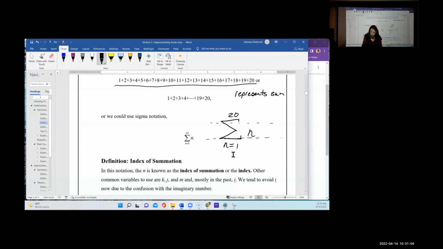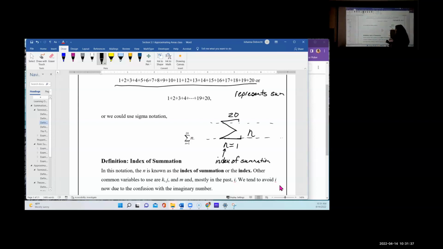Now, let's talk about notation. What is the index of summation? The index of summation is this variable right here. It's known as a dummy variable because it only shows up in the middle where you're doing the summation, and then it disappears by the end. So that would be the index of summation, also called just the index for short. So common letters to use are N, K, J, and M, as in Mary.